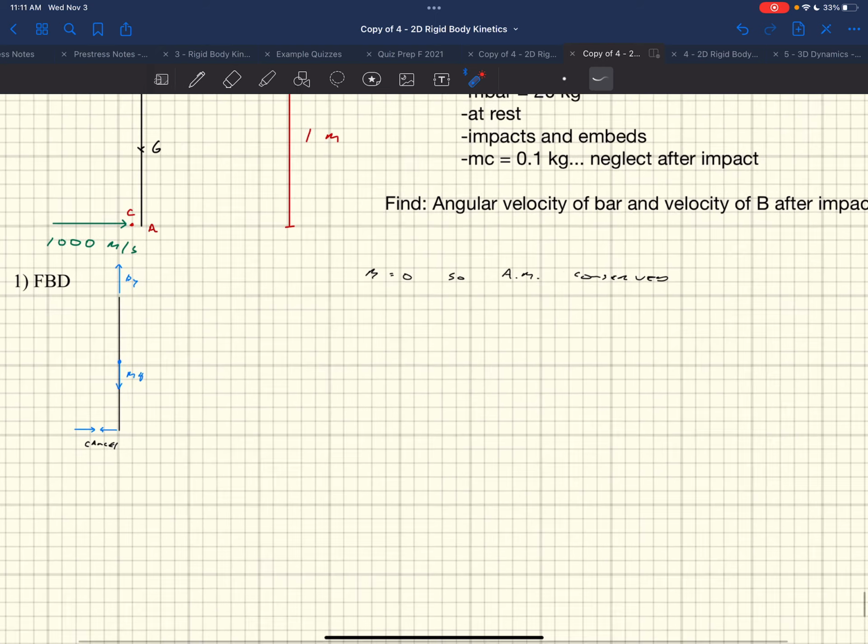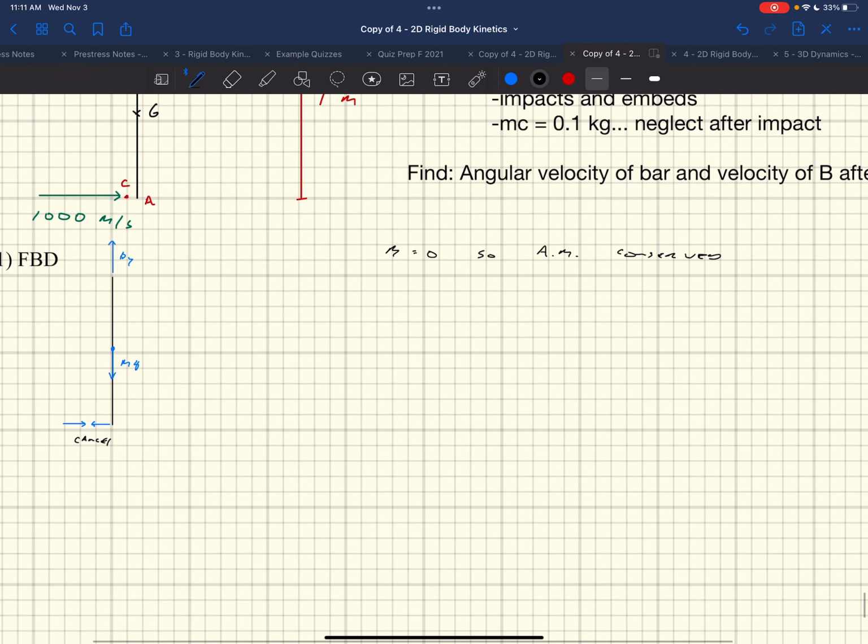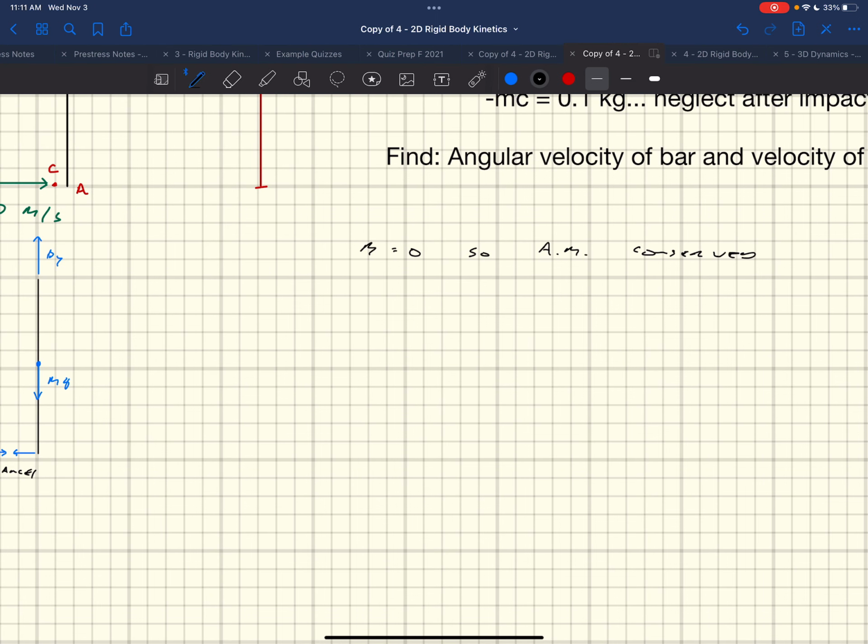Okay. So then we look in the other directions and just say, hey, maybe linear momentum is conserved too. So in this case, the sum of the forces in the x equals 0. So linear momentum in the x direction is conserved.